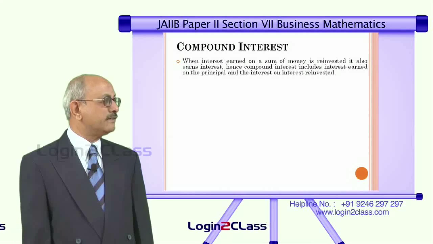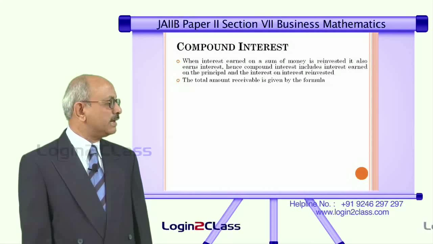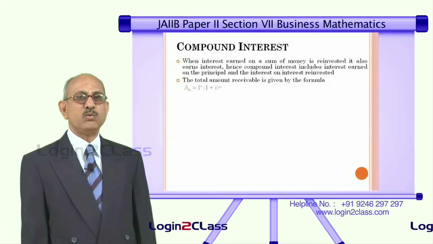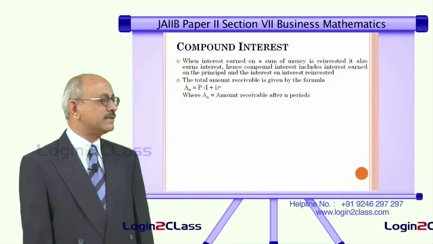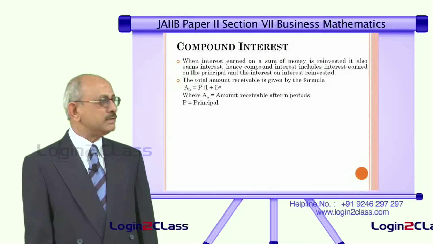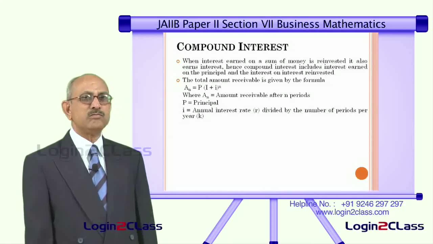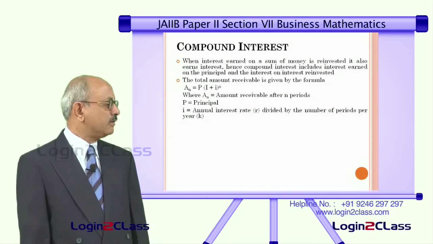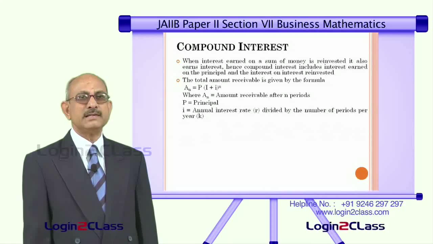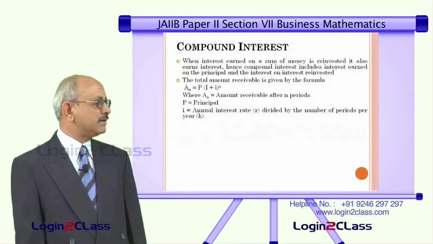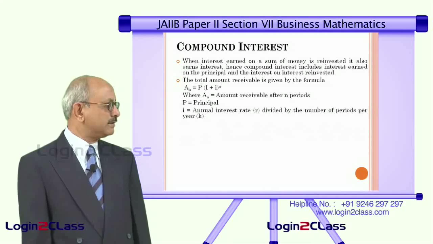So, there is compounding of interest, interest gets compounded, and this is given by the formula A_N is equal to P into (1 plus I) raised to N. A_N is the amount receivable after N periods. Normally, periods could be number of years, or number of half years, or number of quarters, or even number of months, or even number of days, where P is the principal, I is the annual interest rate. Normally, it is R divided by 100 if R is given in percentage terms, or if I is taken, then it has to be taken in decimals.